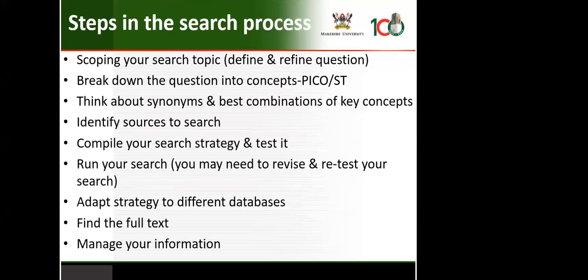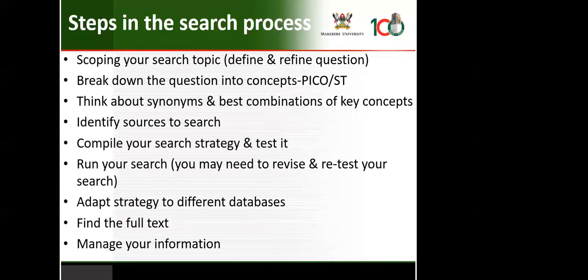So then let's go to the steps in the search process. I mentioned that some of the steps were covered yesterday. Scoping your search topic, you define and refine the review question. And I'm told you didn't do this yesterday, but I think it's covered. Did you do it? The review question, you covered it. That's what I'm talking about.